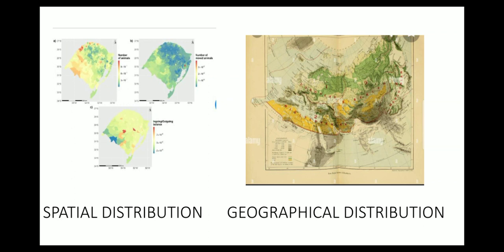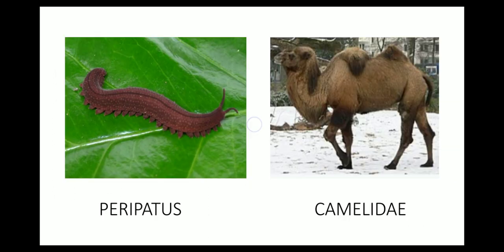These are the images of spatial distribution of animals and geographical distribution of animals. Here, peripatus and camelidae.